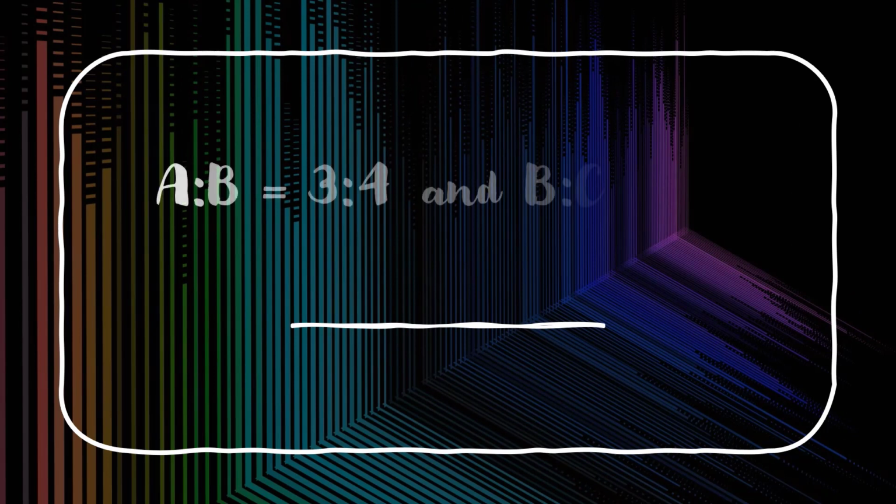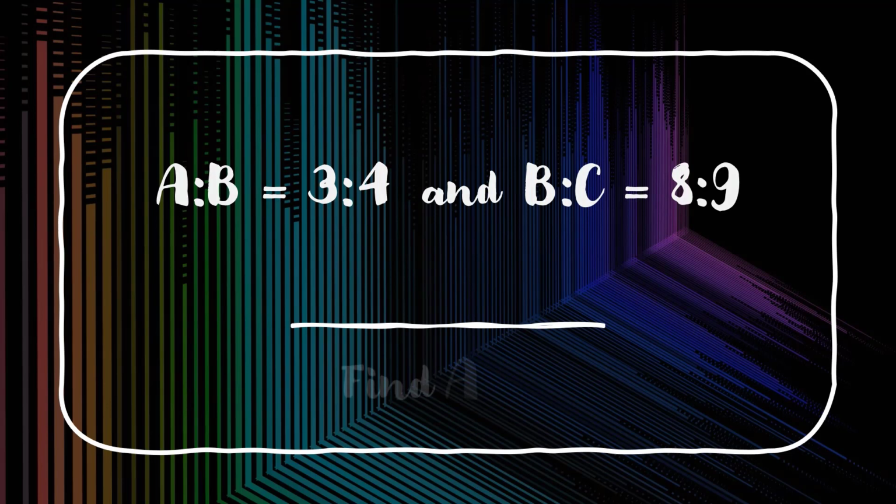A is to B is equal to 3 is to 4 and B is to C is equal to 8 is to 9. Find A is to B is to C.